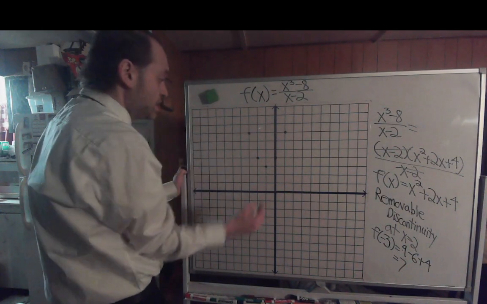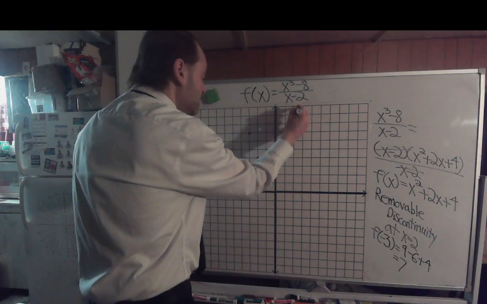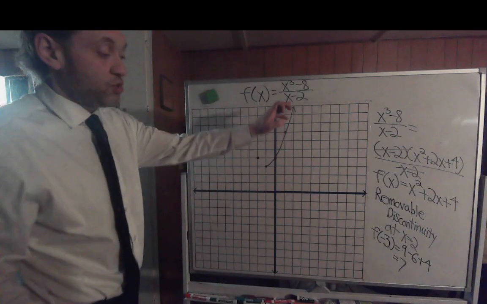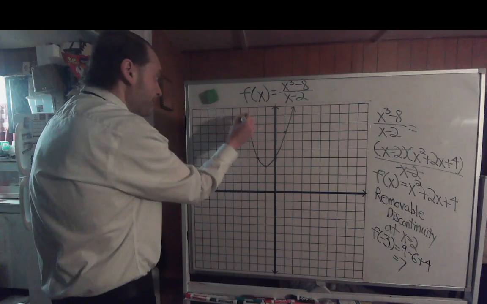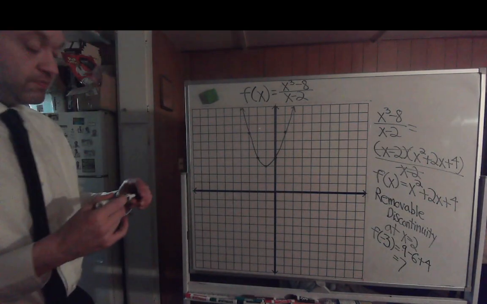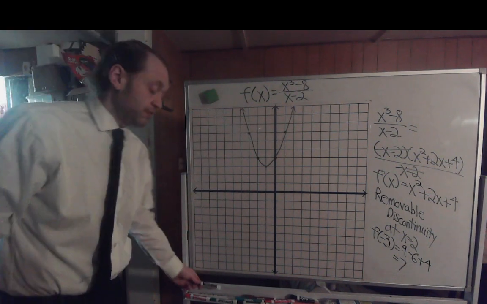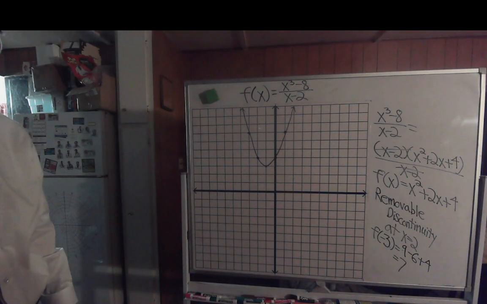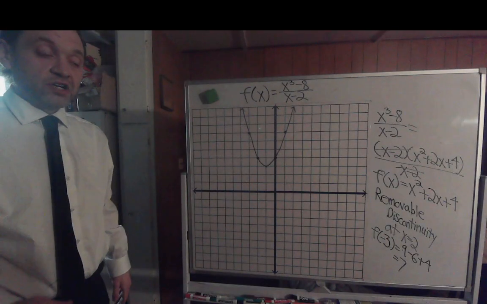And pretty much just go ahead and draw your merry little parabola, knowing that at the point (2, 12), you have a removable discontinuity. So yes, you're going to get a parabola with a removable discontinuity at x equals 2, where the y coordinate's 12. So that's it for graphing rational functions entirely.